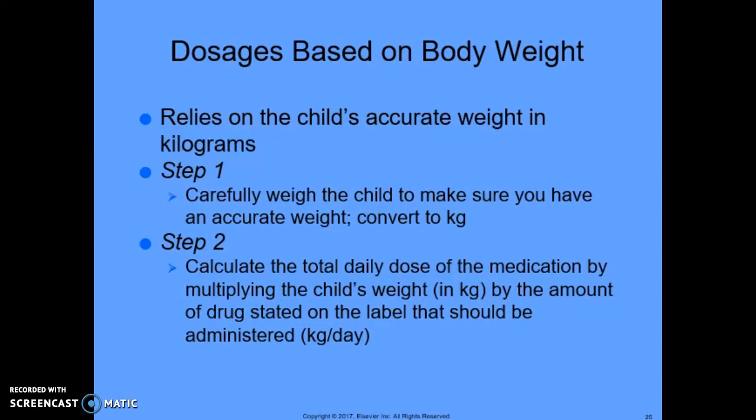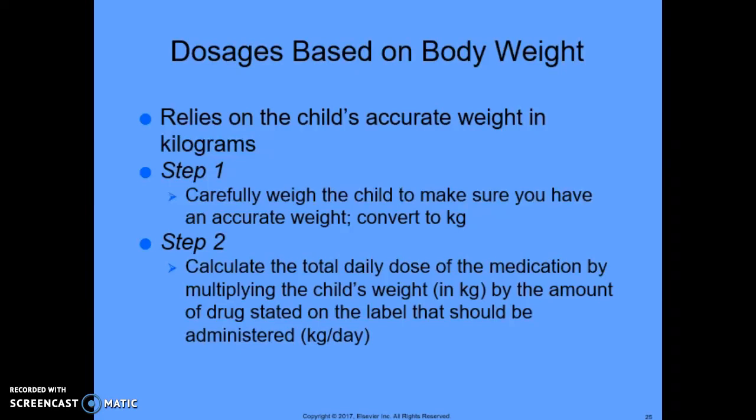If it's based on body weight, it relies on the child's accurate weight, and we've discussed so many times why vitals are so important when you're rooming a patient, especially with children. That is because you need to have that accurate weight in order to calculate the dose. And again, if you're off even by just a little bit in weighing the child, it can be very dangerous and sometimes fatal.